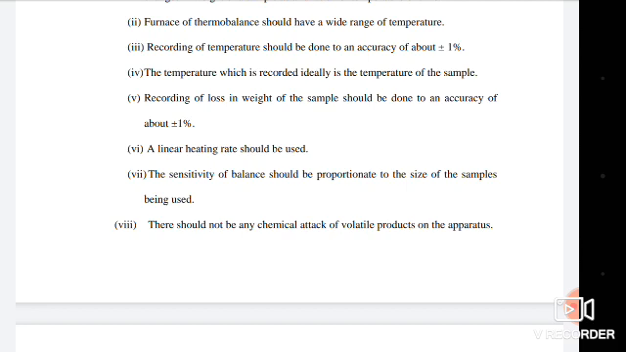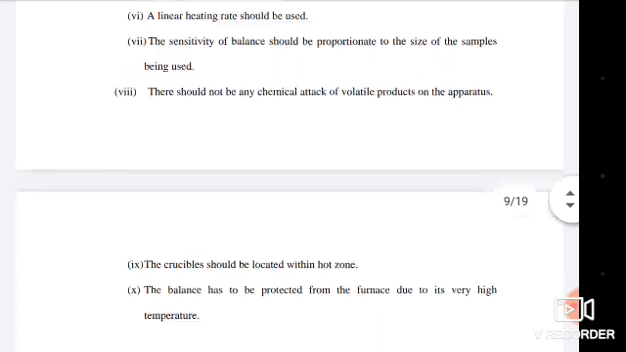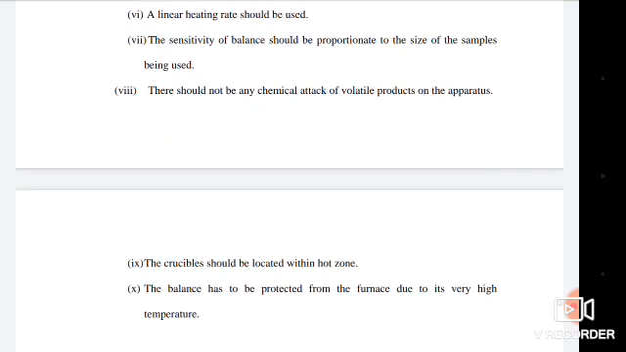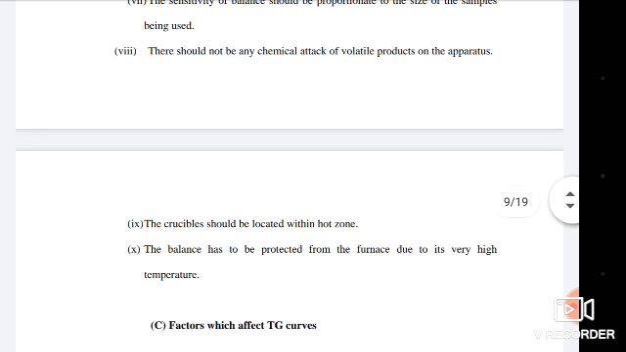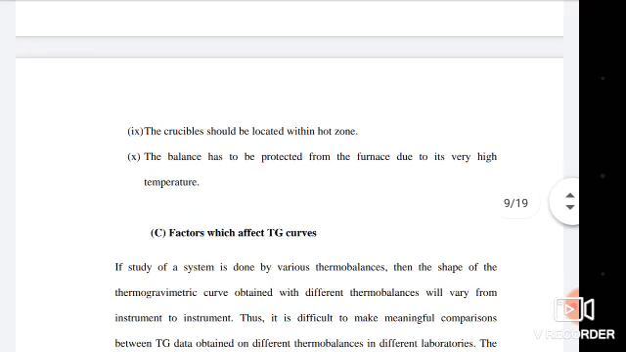The temperature which is recorded ideally is the temperature of the sample. A recording of the loss in weight of the sample should be done to an accuracy of plus or minus 1%. A linear heating rate should be used. The sensitivity of the balance should be proportionate to the size of the sample being used. There should not be any chemical attack of volatile products on the apparatus. The crucible should be located within the hot zone, and the balance has to be protected from the furnace due to its very high temperature.